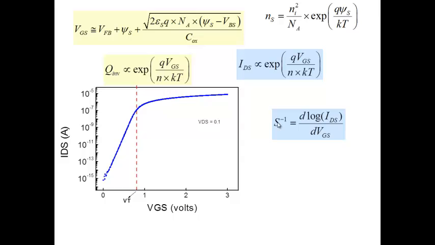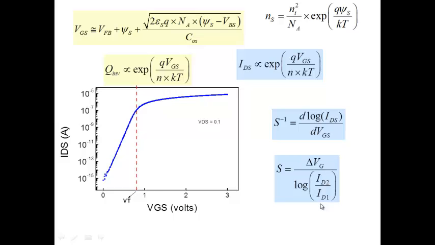Now, what is the significance here? I'm writing 1 over S is d log ID by dVG. I can also write the same thing in derivative form. If I change gate voltage by an amount delta Vg, my current would change from ID1 to ID2. Okay, so I'm writing now S instead of S inverse. So S will be equal to the change in gate voltage, delta Vg, by the change in this term, which is log ID2 by ID1.